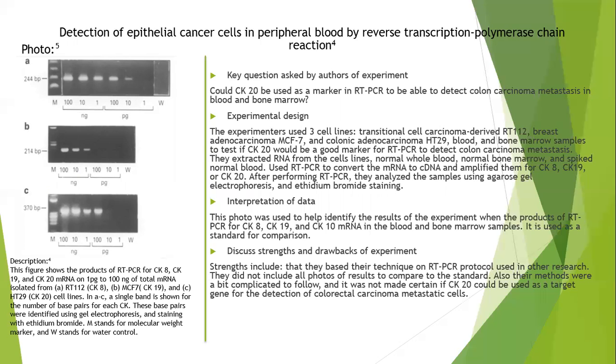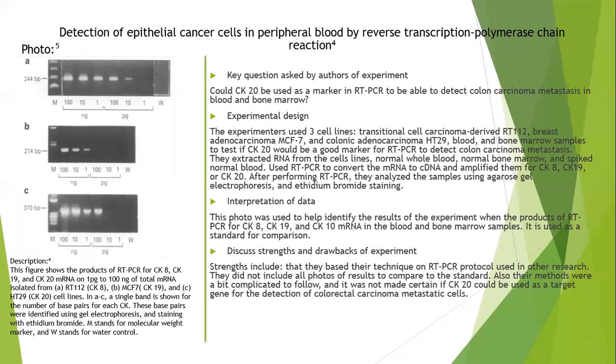So the photo that I chose to share, from the article, shows the products of RT-PCR for cytokeratin 8, cytokeratin 19, and cytokeratin 20. Out of the 3 cell lines that they used, the transitional cell carcinoma-derived RT-112 contains a lot of cytokeratin 8, and breast adenocarcinoma MCF7 contains a lot of cytokeratin 19, and colonic adenocarcinoma HT29 contains a lot of cytokeratin 20.